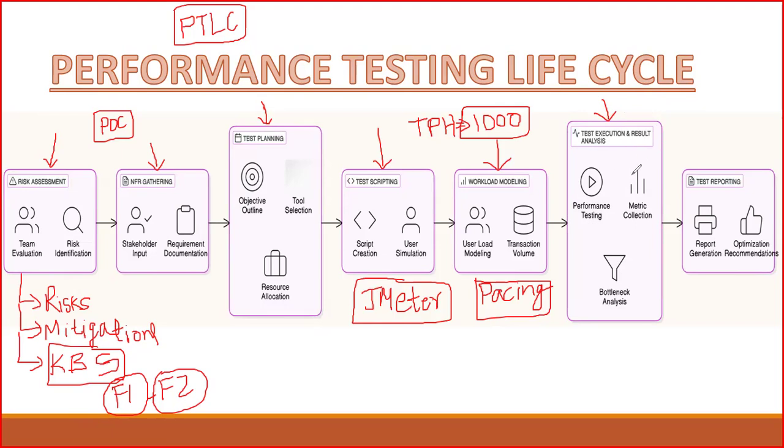Once everything is good, then we'll go for the last stage, that is the test reporting stage, wherein we are going to report everything to the client. We are going to mention these are all the different types of test executions that we have performed, and for each and every test, this is the result we got, and this is the analysis of each result. We need to prepare everything in the form of a test report, and that report we are going to submit to the client.